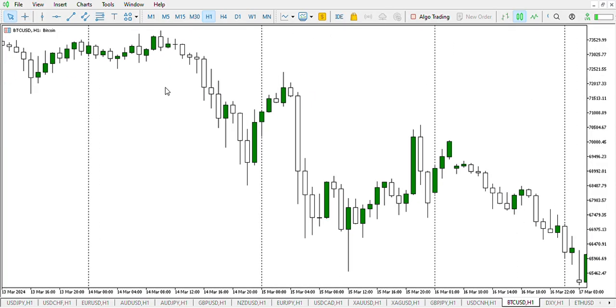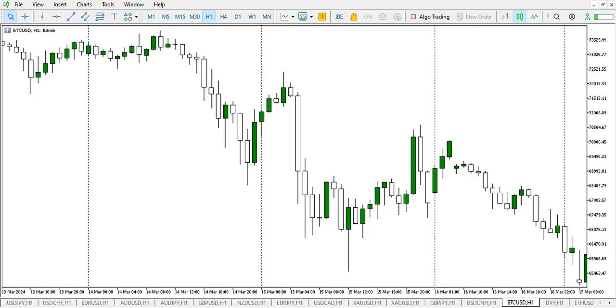Now, at what time do you want to see this pattern? Exclusively, we want to see this pattern at the London session and the early New York session. So you want to see this pattern from 8 o'clock European time to 6 p.m. Anything after 6 p.m. European time, you should ignore.